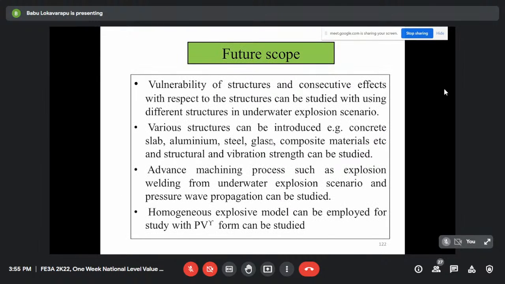And also we can extend this work to explosion in air. Concrete structures and other materials like aluminum, steel, glass, and composite materials can also be implemented, and structural and vibrational strength can be studied using this phenomenon. Also, a homogeneous explosive model can be used for studying PU4 gamma.